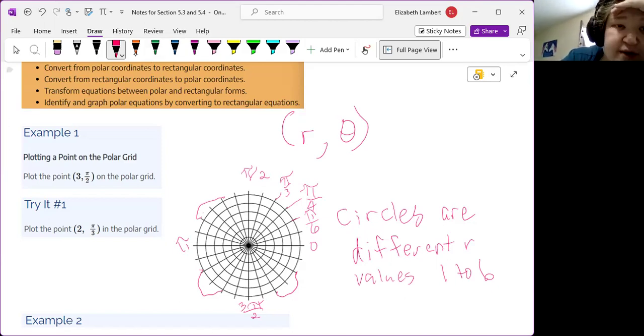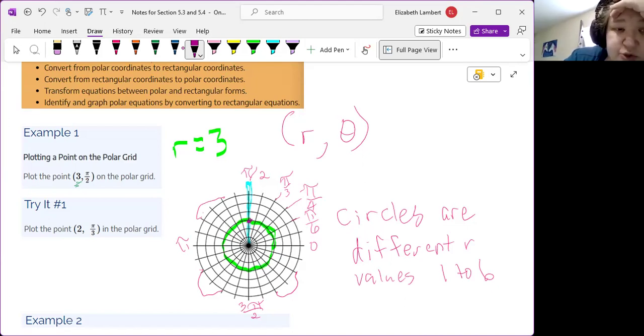All right, now if we're going to plot some points. So r equals 3. So 1, 2, 3. All right, so that's our r equals 3. And then pi over 2 is this way. So then our point is where those two ideas meet. So there is our first point.